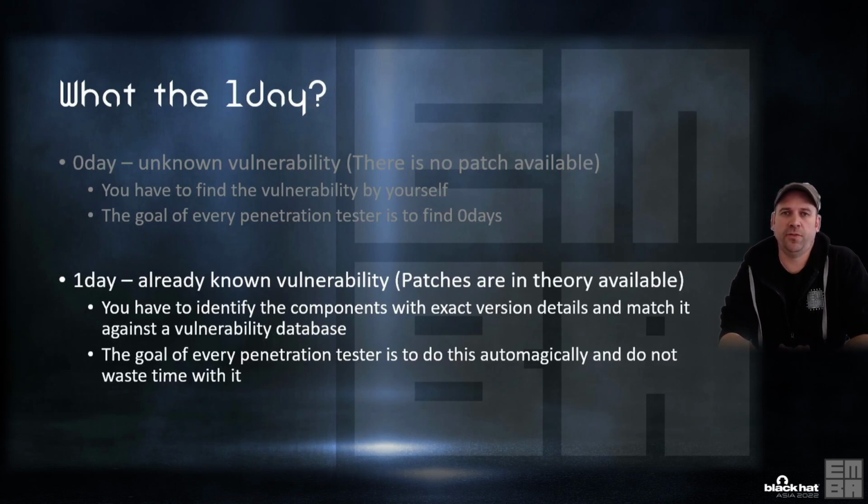A 0-day, as we have heard before, you need to find by yourself. A one-day vulnerability was already found, and in theory there are patches or remediations available. So at the end, this means that you need to identify the different software components within the firmware. But not just the components by themselves. You also need to identify the exact software version. You need to create something that is called a software bill of material, and you need to do this on a binary level. And in an ideal world, from my perspective as a penetration tester, this should be done completely automatically.